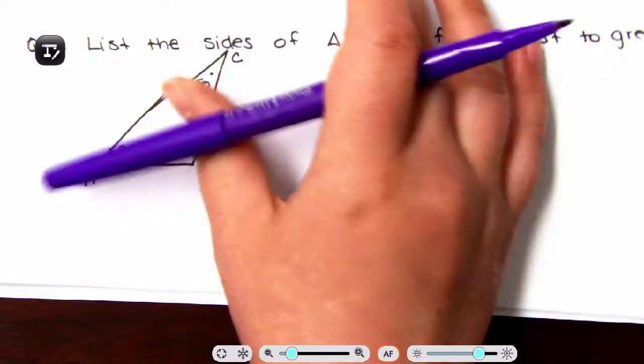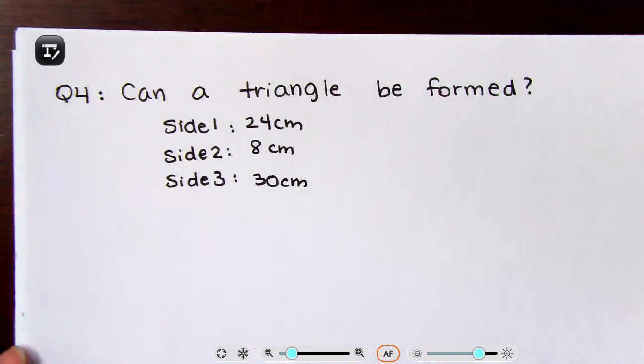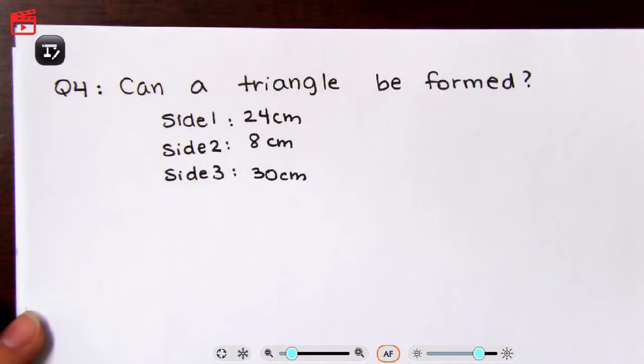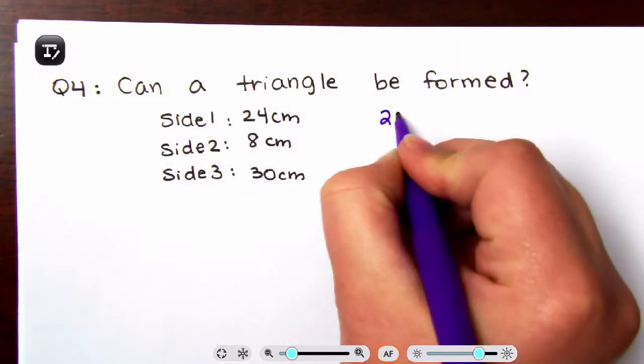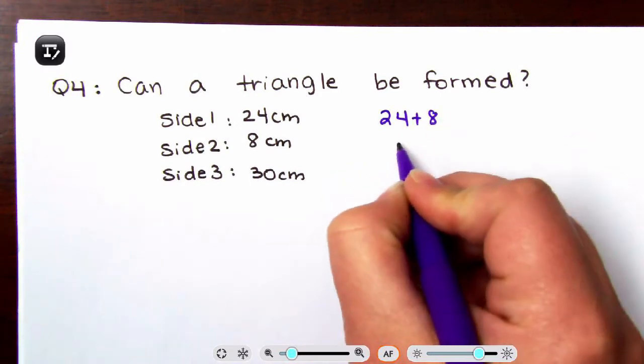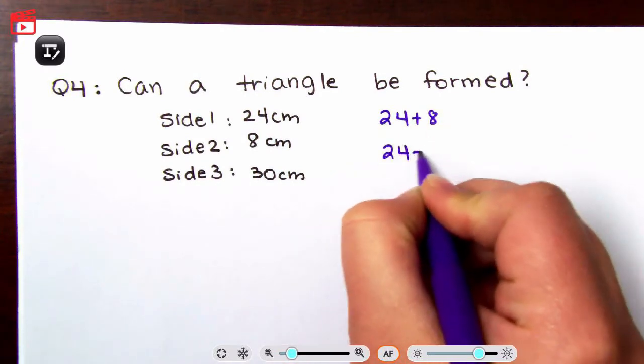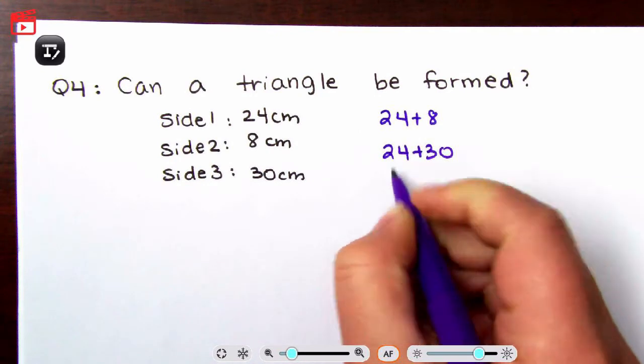Moving on to question number 4. Can a triangle be formed? So very similar to question number 2. Let's check. We're going to take two sides and add them, take two sides and add them, take two sides and add them.